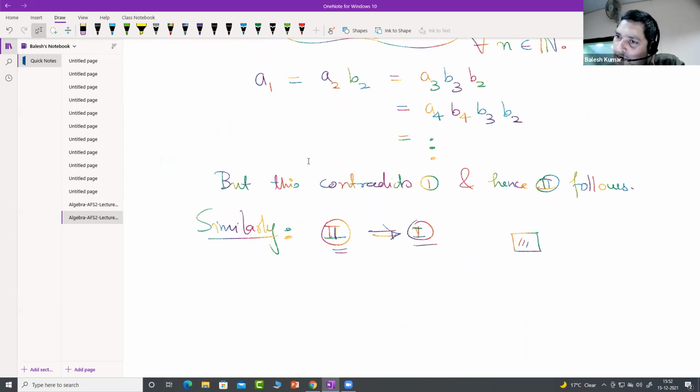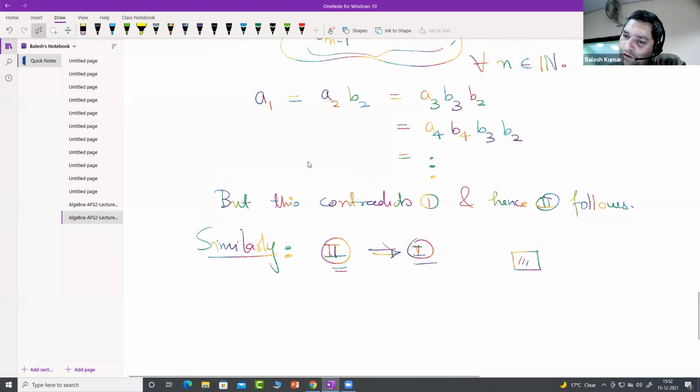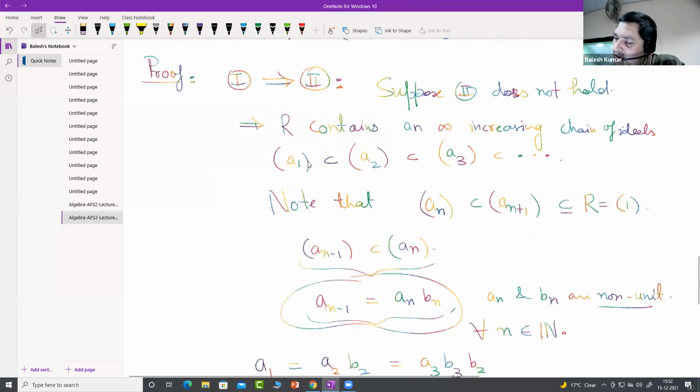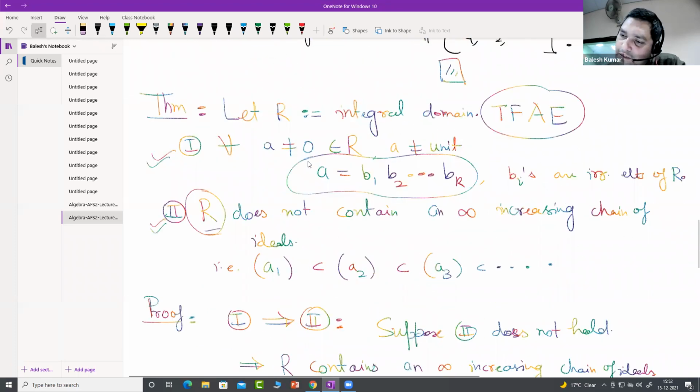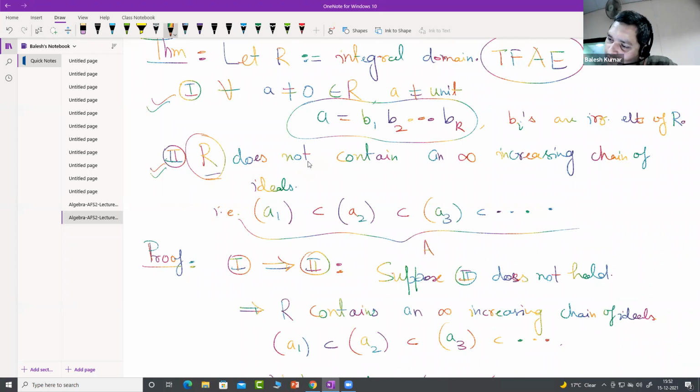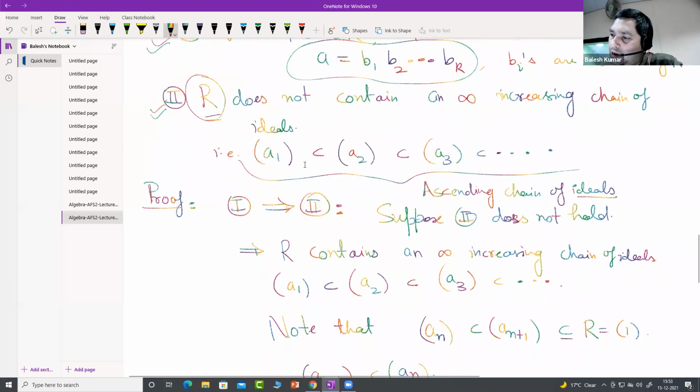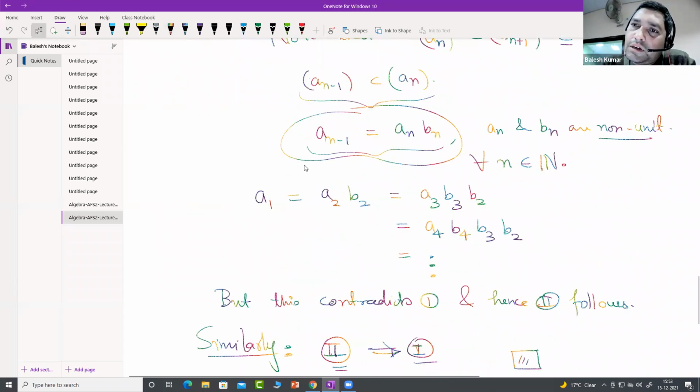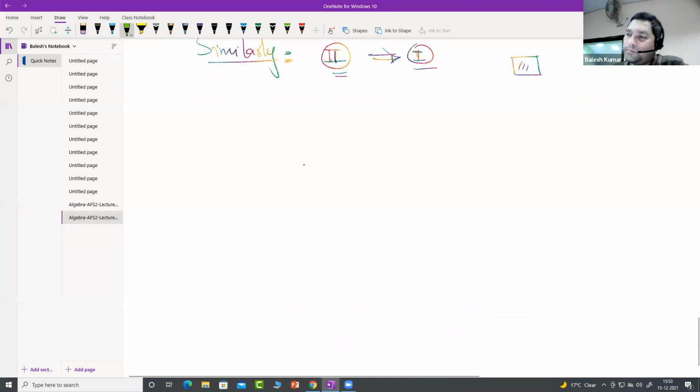The second condition is about the increasing chain of ideals, usually known as the ascending chain of ideals. But here, since we are talking about the existence of factorization, we will say that if one of these properties holds, then R has the existence of factorization. So let me write that as a definition, and then we will proceed further.